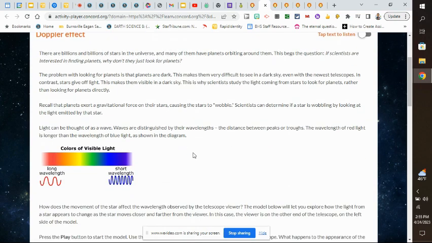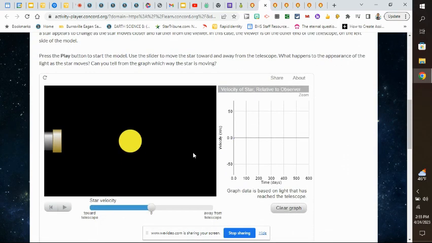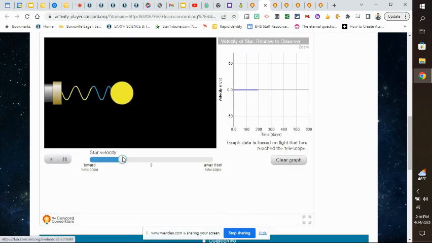Next is the Doppler effect. Studying the Doppler effect, you're going to take a look at how light reacts when a star is moving toward or away. So if I move this toward or away from the telescope, you can see what happens to the wavelengths of light.